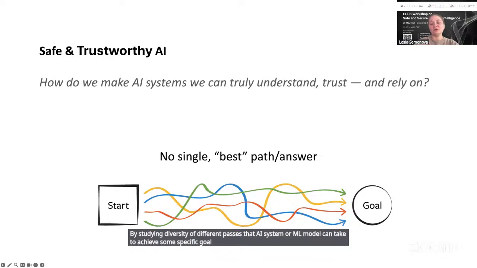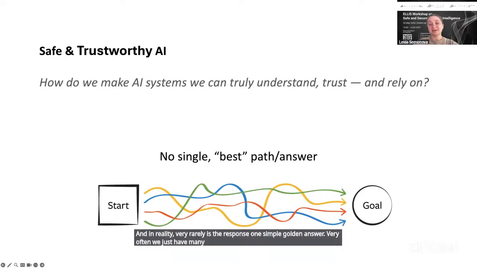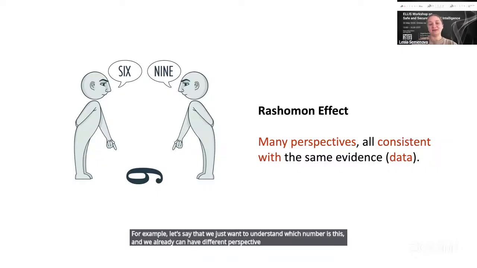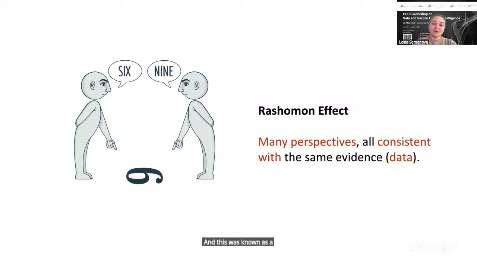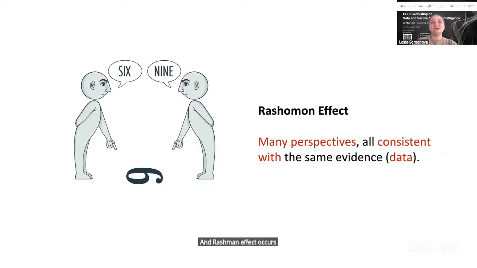And in reality, very rarely is there one single golden answer. Very often we have many different perspectives to solve the same problem. For example, let's say that we just want to understand which number this is, and we can already have a different perspective depending on how we look at it from one side or another, and we can have multiple answers. And this is known as the Rashomon effect. Essentially, we have the same view on the data, the same evidence, but it may have a different explanation. The Rashomon effect occurs when the same data supports different phenomena.